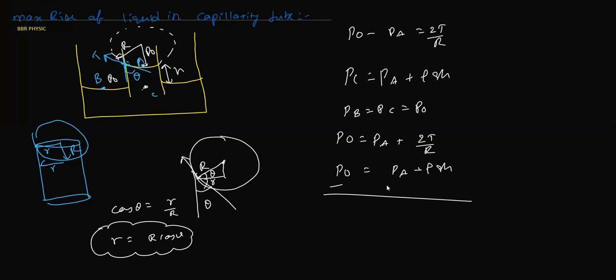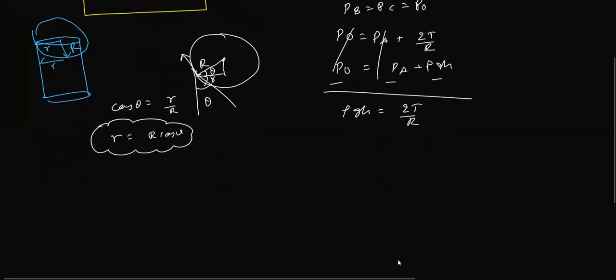Take minus sign, take minus sign, take minus sign, cancel. 2T minus rho GH equals 0. 2T equal to rho GH. Rho GH equal to 2T by capital R, which we get here. So rho g h equal to 2T by capital R, we got it now.